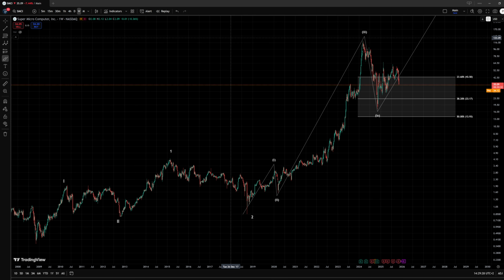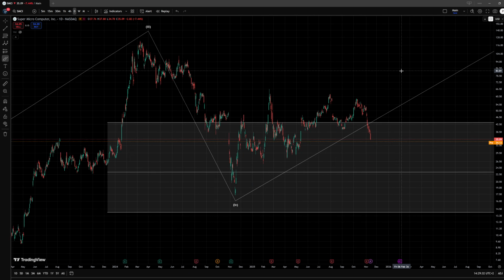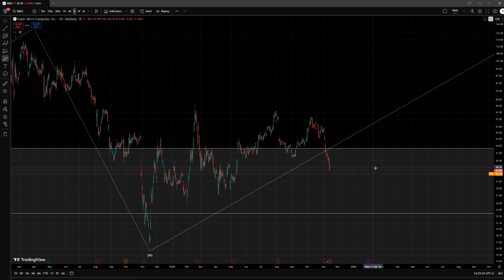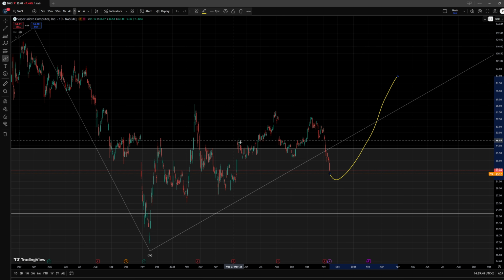In this video we are looking at Super Micro Computer. It is time for another update, and today we will be discussing the relevant support areas and the likely bottoms that we may form locally here before we start a reversal to the upside, and the relevant resistance areas that we currently must break for a signal that indeed we have bottomed and started this movement to the upside.